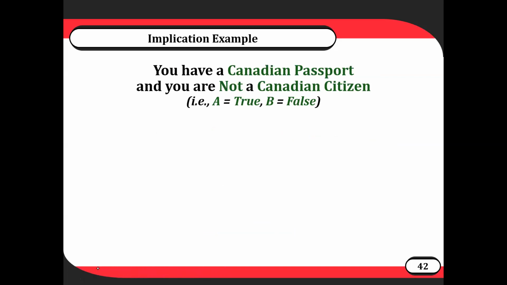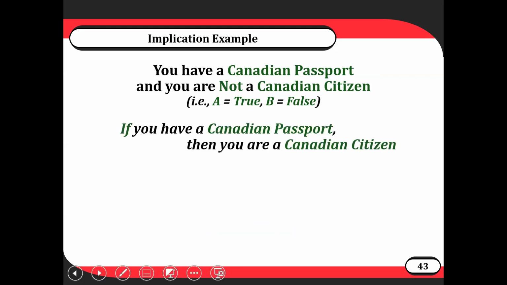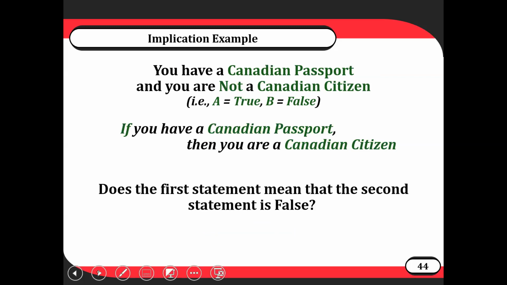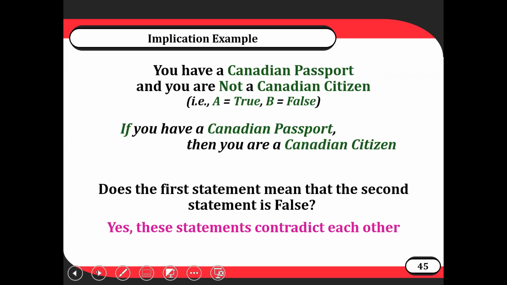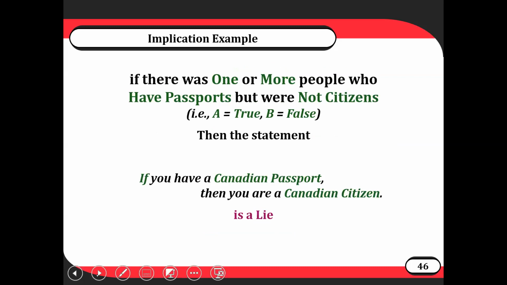You have a Canadian passport, but you are not a Canadian citizen. Okay, so this sounds like trouble. So if you have a Canadian passport, then you must be a Canadian citizen. That's our law. And now we're saying that I have a Canadian passport, but I'm not a Canadian citizen. So did the first statement mean the second statement is false? The answer is yes. These statements contradict each other. So this is the only condition where this implication is false, if one or more people have passports but are not Canadian citizens. So if A is true and B is false, then the statement is a lie.